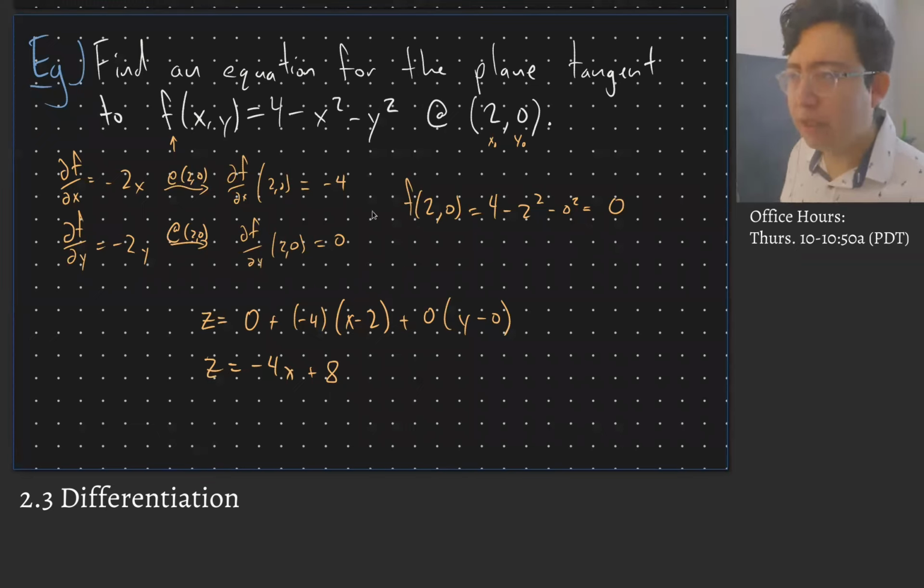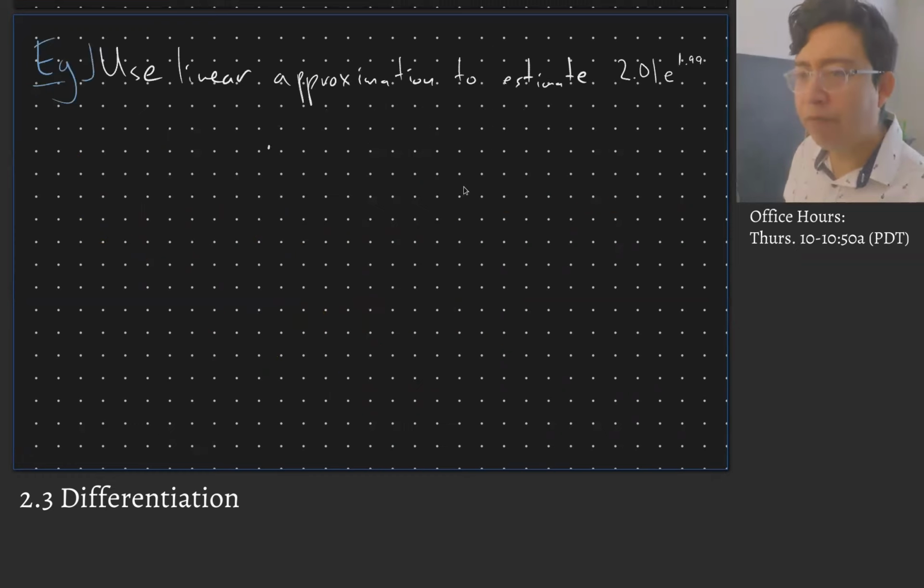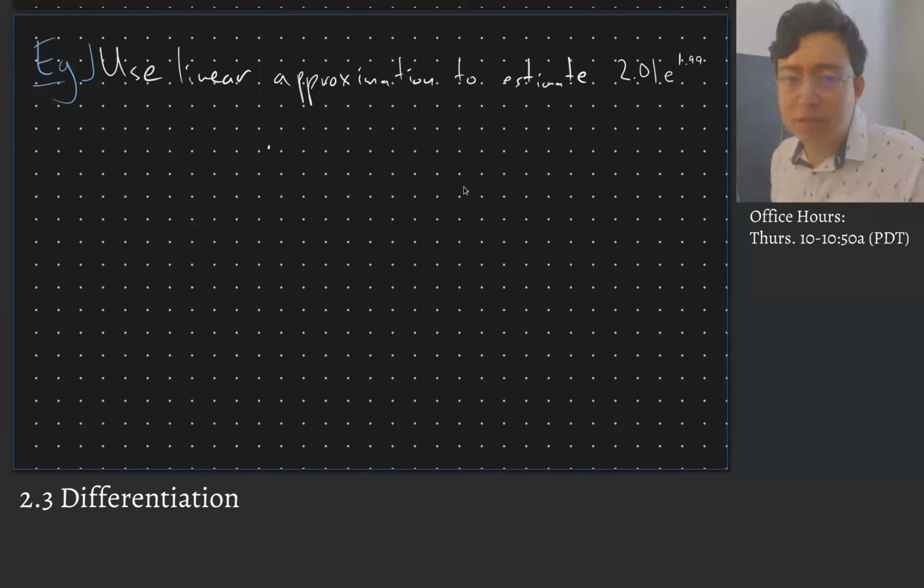So this is if you need to find the equation for a tangent plane, but what if we want to actually use this as some kind of approximation? I said the tangent plane is also called the linear approximation of the function, or affine approximation. The whole point of that is to be able to estimate certain functions. So here, we're going to use linear approximation to estimate this kind of scary looking value, 2.01 e to the 1.99. Let's see how we would go about doing this.